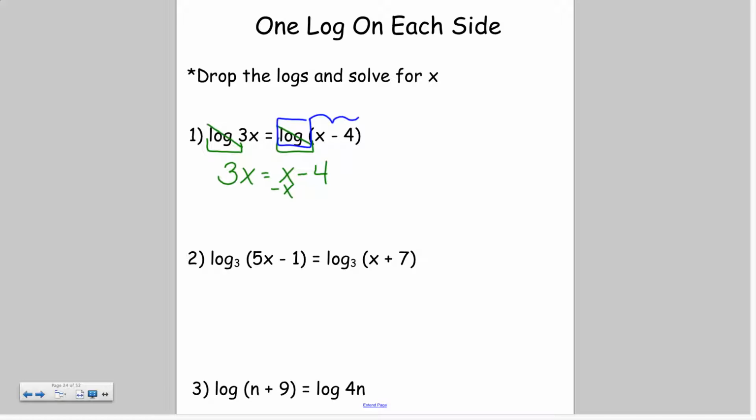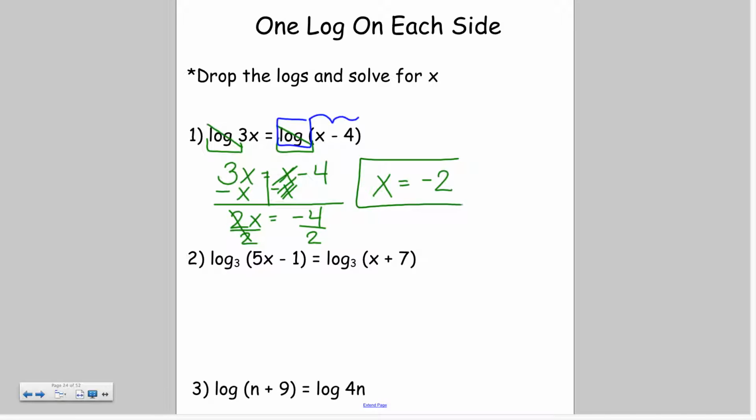So subtract x, we're combining our like terms, so we have to move x. That's going to give us 2x. Bring down the equal sign. x minus x is 0. It's equal to negative 4. Okay? Now we need to divide by 2 on both sides. Whatever we do to one side, we have to do to the other. So 2 divided by 2 is x. So we're left with x. And then negative 4 divided by 2 is negative 2. So we have just solved that log equation. Our answer is negative 2.